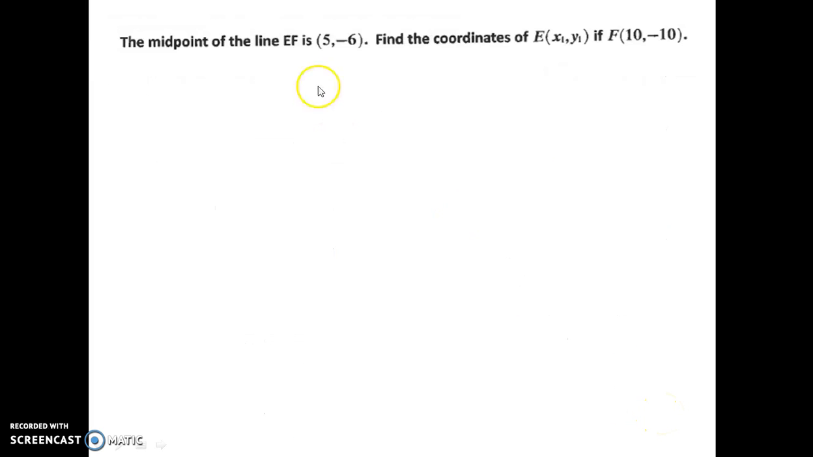Alright, please try one more. This one, you're told the midpoint of a line EF is this. So you're actually given the midpoint, and the midpoint is 5, negative 6. And then it says find the coordinates of E, which is the beginning of that segment, and F, which are given 10, negative 10. So think about how you could set that up. Begin by writing the midpoint formula and substituting what you know, and then think about how you're going to proceed.